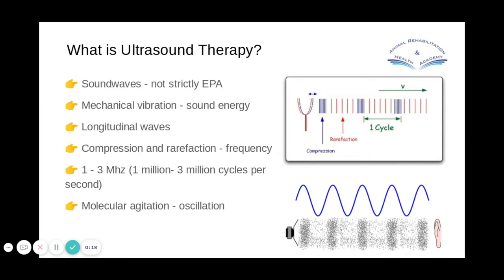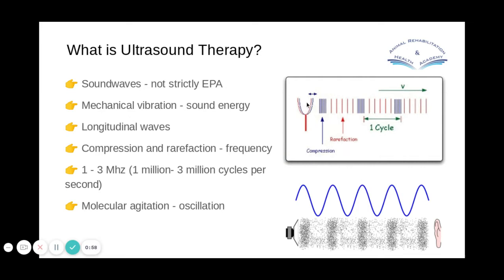Ultrasound therapy is a sound wave. You could argue it's not strictly an EPA, or not strictly an electrotherapy, because it's not an electrical wave, not an electrical current that is taken up by the tissues. It's a sound wave. EPAs, or electrophysical agents, is a more recent term, and it's more encompassing. But effectively, a sound wave is not an electrical wave. A sound wave is mechanical vibration. So sound energy is mechanical vibration, and a sound wave is a longitudinal wave.